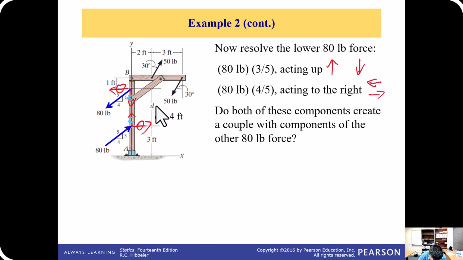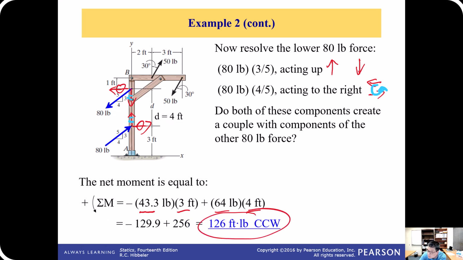So for the force couple in this direction, its moment will be counterclockwise, which means it will be positive. So the final answer will be 43 times 3, times 3 is negative, and also 43 times 4 is positive. Let's summarize this together. Here is the final answer. Okay.